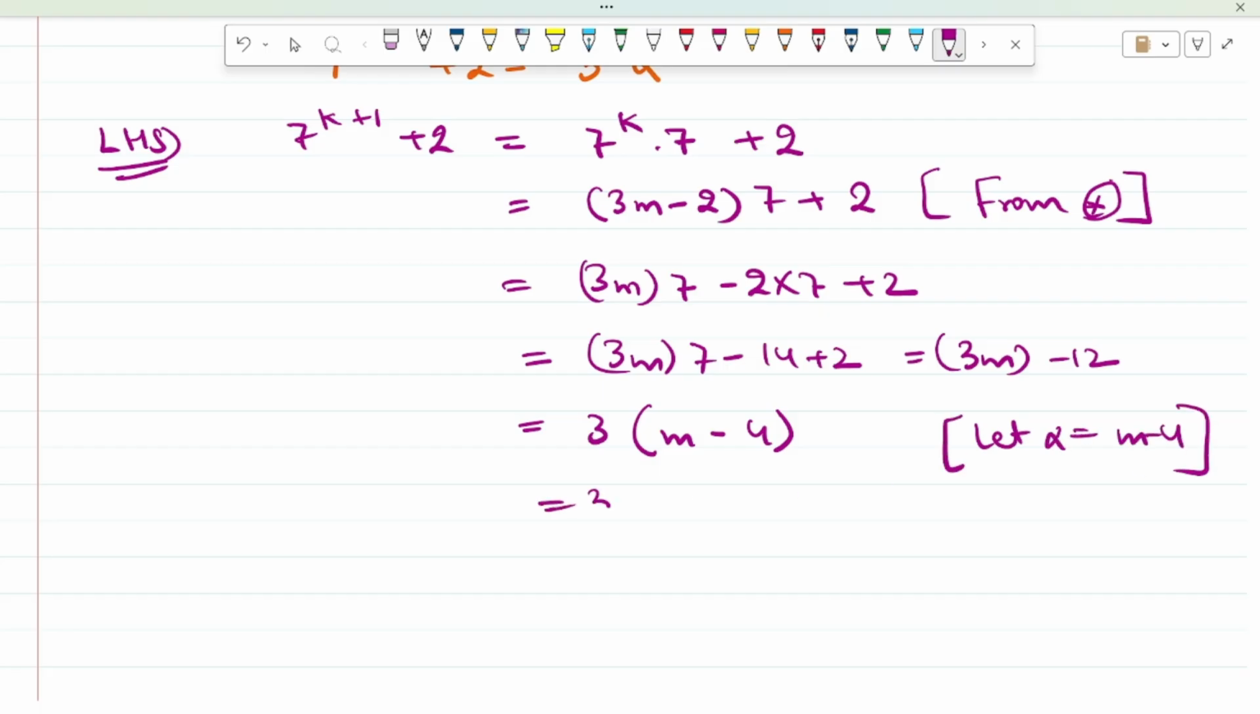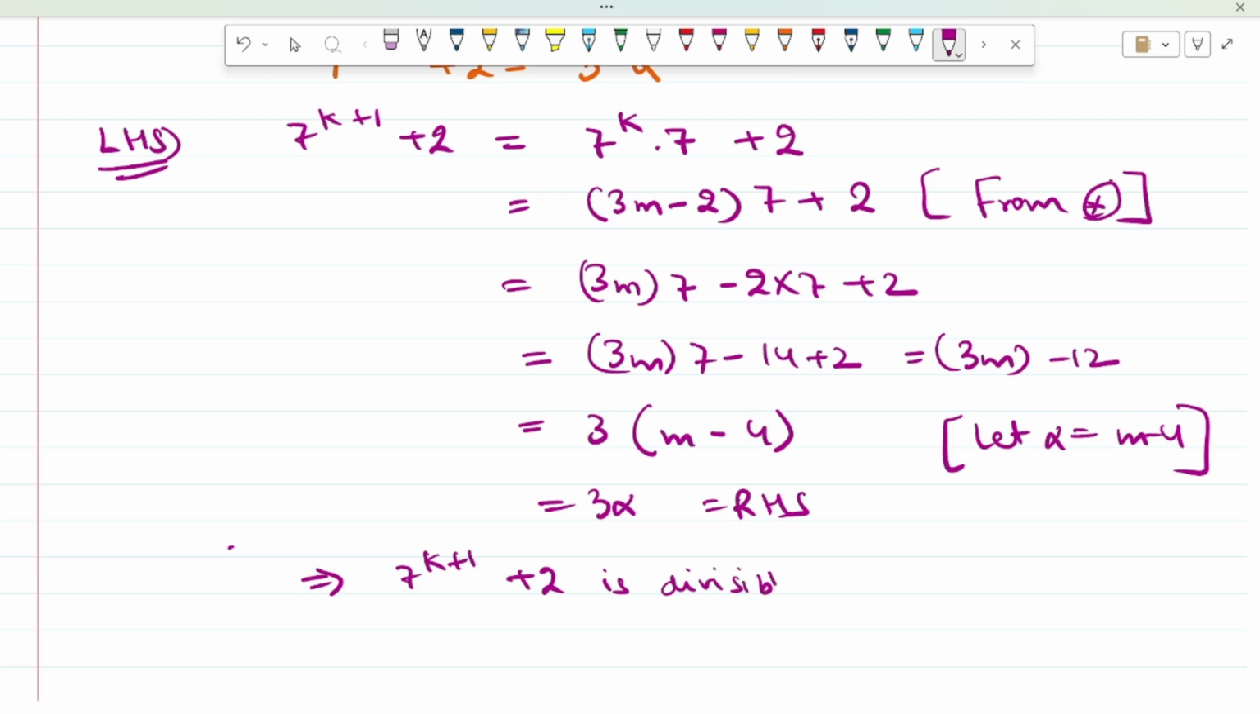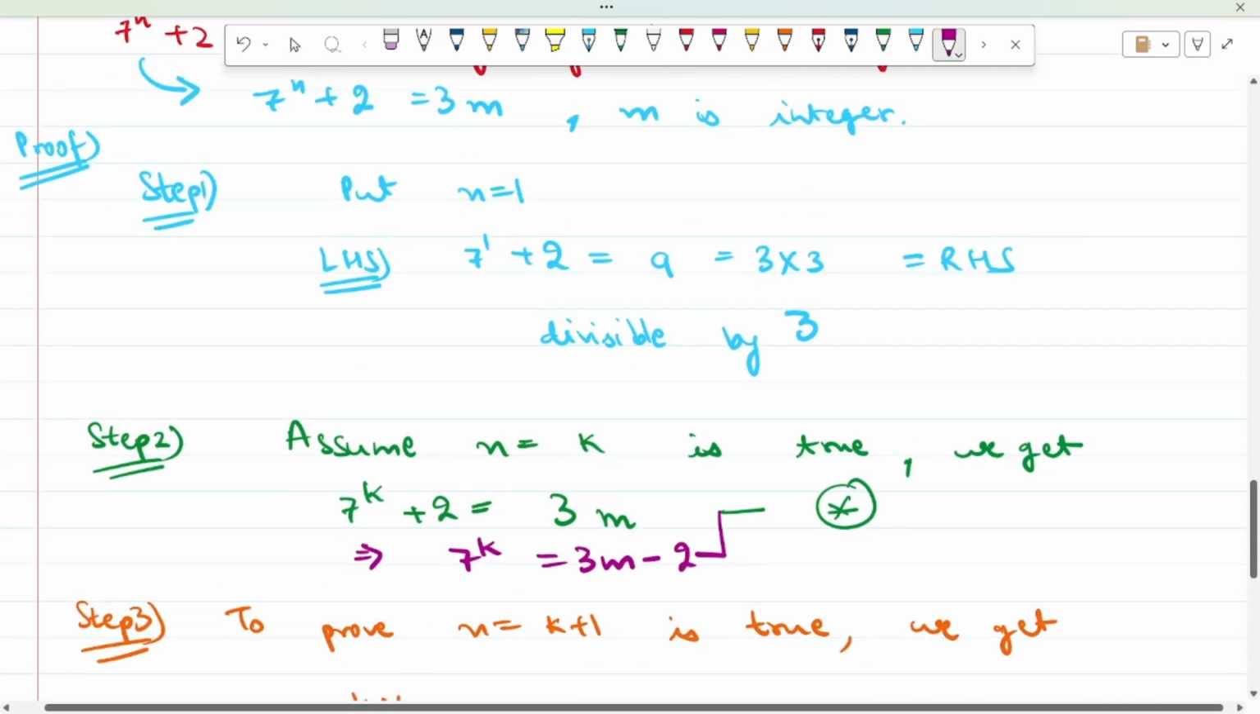So what do you get? This is equal to 3 alpha. That is the required RHS. This implies 7 to the power of k plus 1 plus 2 is divisible by 3, right? So the statement holds for n is equal to 1.